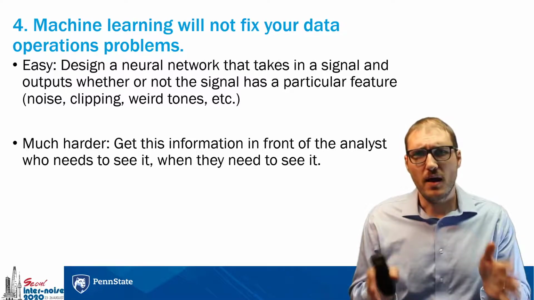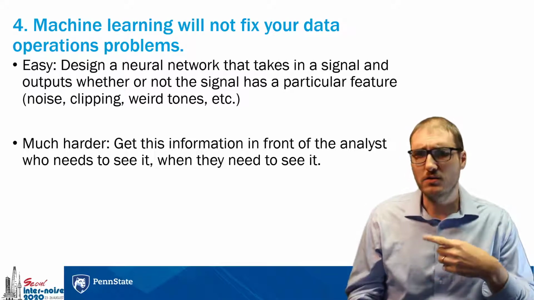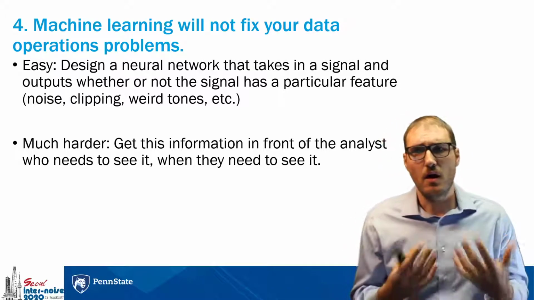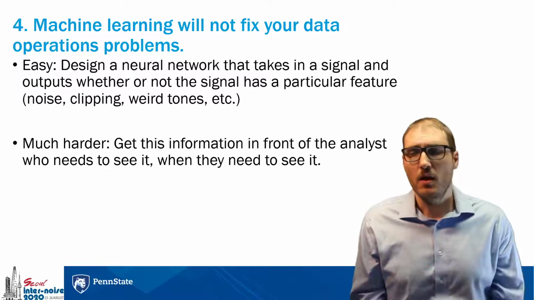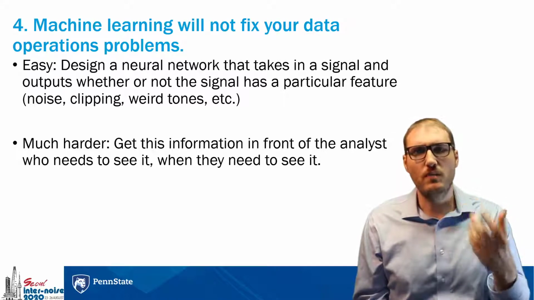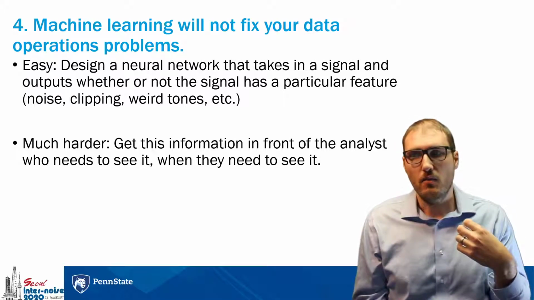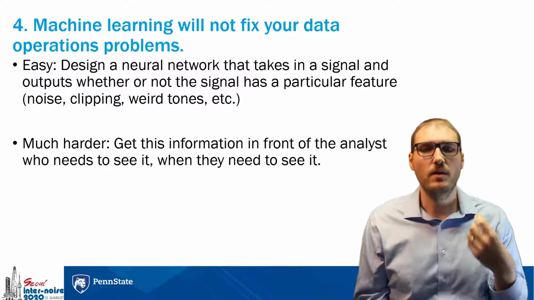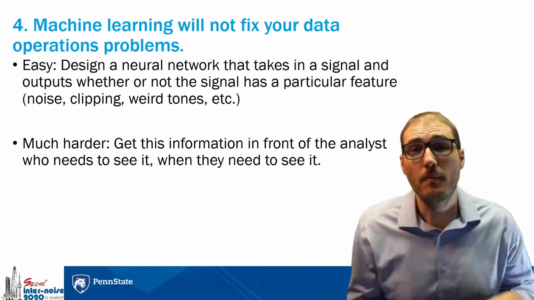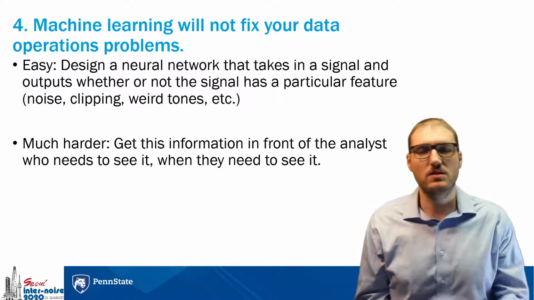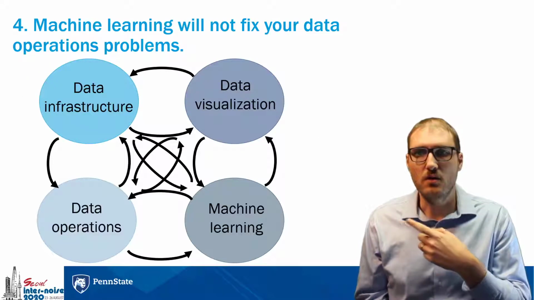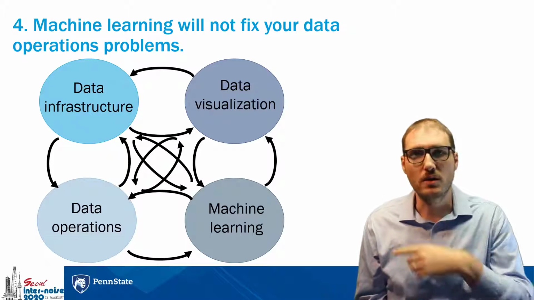But that's not really the problem. It's much harder to get that information in front of the person who needs to see it at the time they need to see it. So ideally what you will want is someone goes to make a plot or something, and I want to compare this signal, or I want to play this sound for the client, and the system tells them that, oh, that has some noise in it, you might not want to do that. Well, the neural network part of that is easy. What's hard is all the stuff that goes into it.